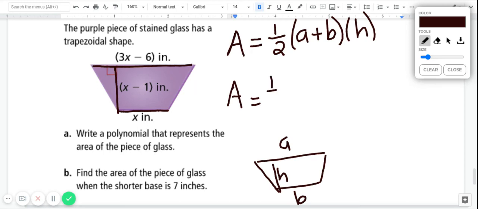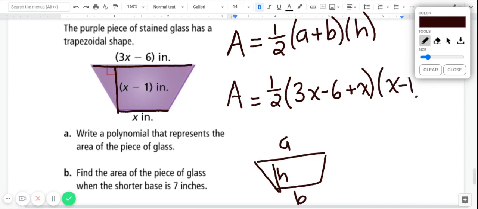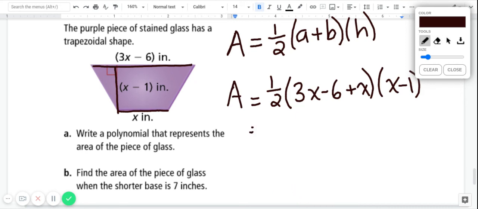So our area is going to be 1/2 times A, which will be 3x minus 6, plus this B, which is just x, times the height, which is x minus 1. I'm going to go ahead and delete my trapezoid down here. Okay, so I'm going to simplify this and multiply this out. Let's combine some like terms. You see we have 3x and an x. This becomes 4x minus 6.